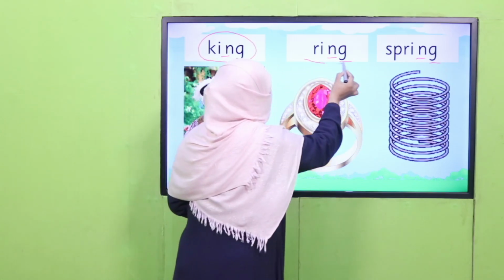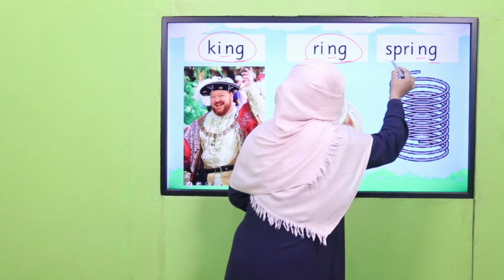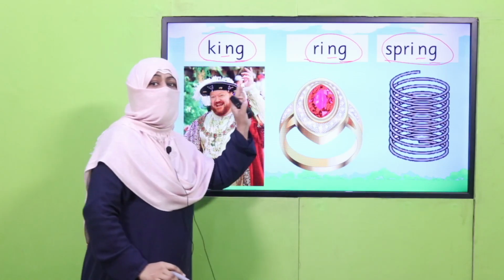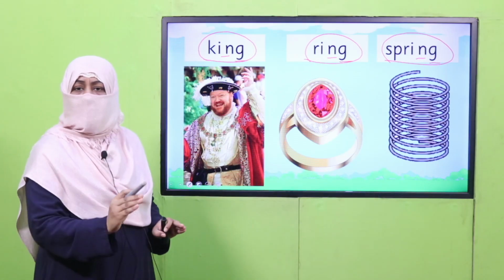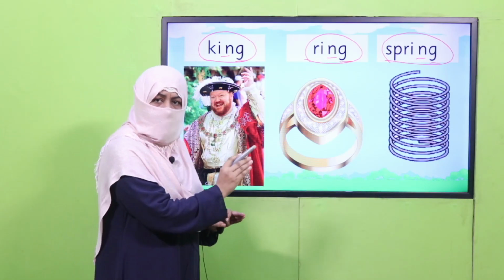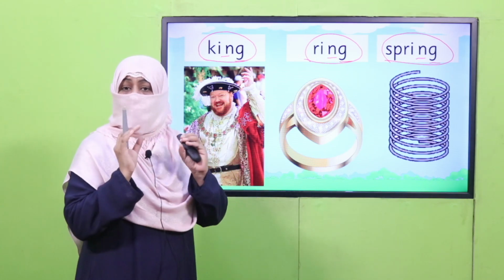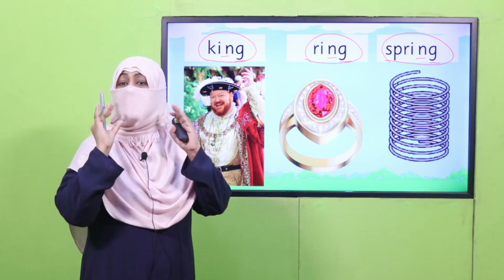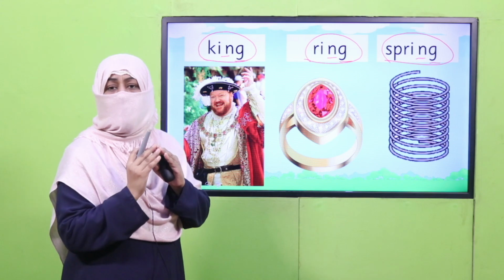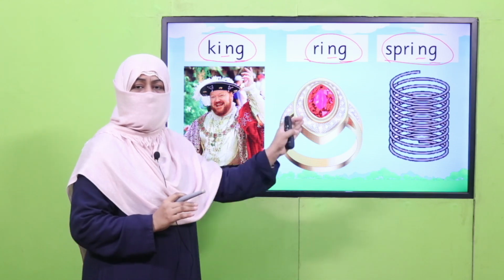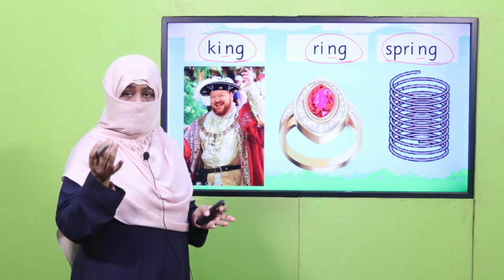Again here we have 4 letters. Here we have 6 letters. But all these words, when we say king, ring, spring, maybe many more, they sound the same. So rhyming words means they sound the same. It is not necessary they have the same number of letters, but they should sound the same.